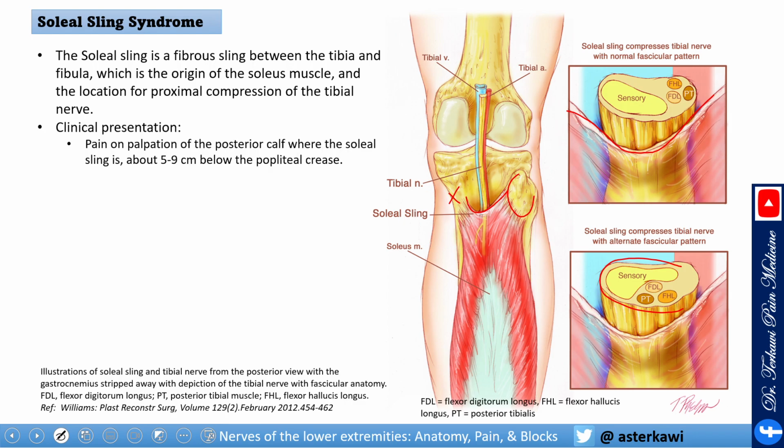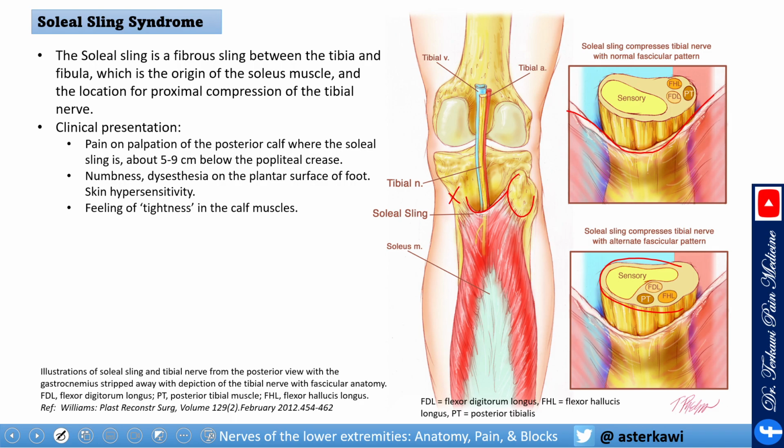So how does this present? Pain in the distribution of the tibial nerve. You can have tenderness with palpation of the posterior calf, where the soleal sling is. So it's about 5 to 9 centimeters below the popliteal crease. You can have some numbness, dysesthesia on the plantar surface of the foot, skin hypersensitivity. You can have a feeling of tightness in the calf muscle.